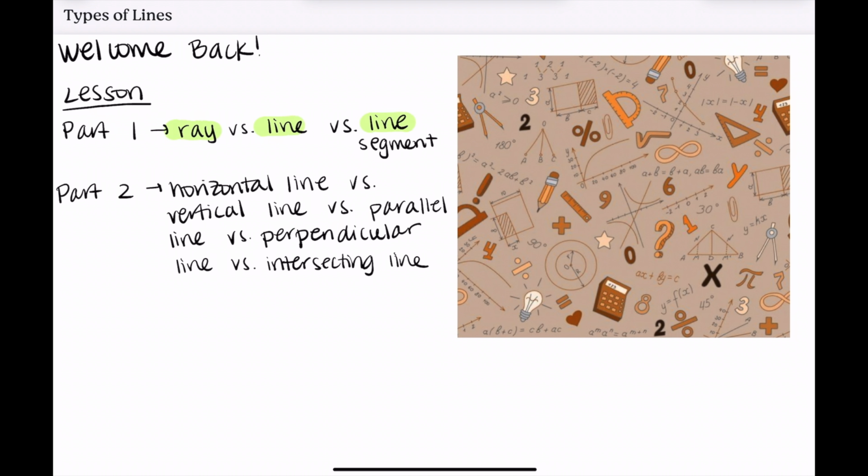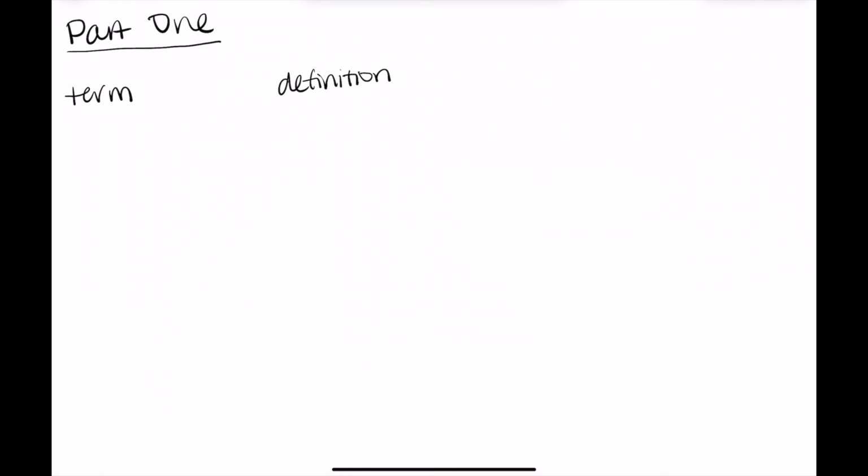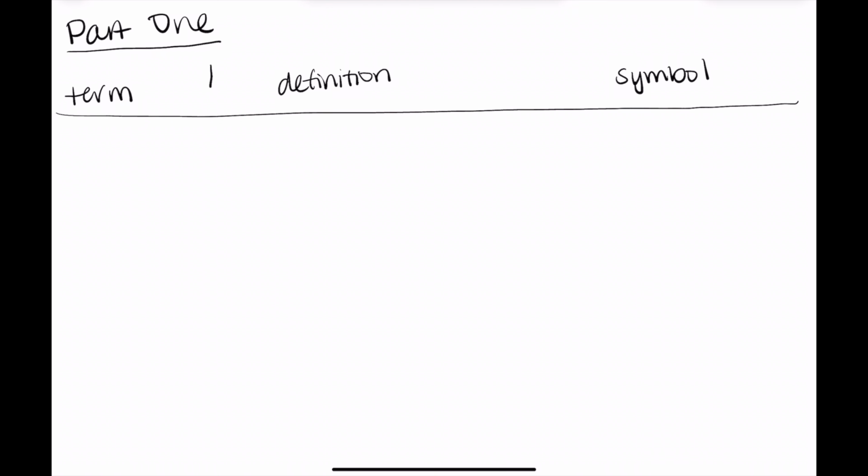So the things that I would write in our notebooks right now for part 1 would be ray, line, line segment. And then for part 2, we have horizontal line, vertical line, parallel lines, perpendicular lines, and intersecting lines. So get a fresh sheet in your notebook ready. We're going to start with part 1. In part 1, we're going to draw a little chart out. In this chart, we're going to write our term, we're going to define it, and then we're also going to draw out the symbol and any type of associated notation that we have for these terms.